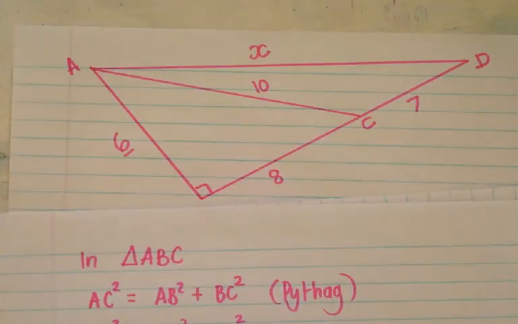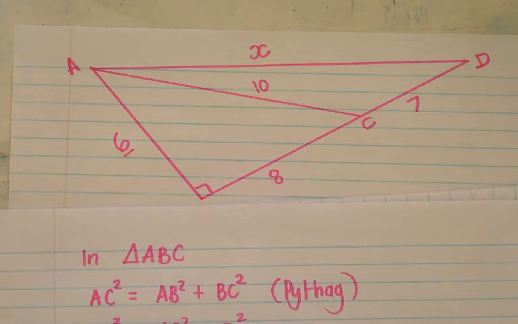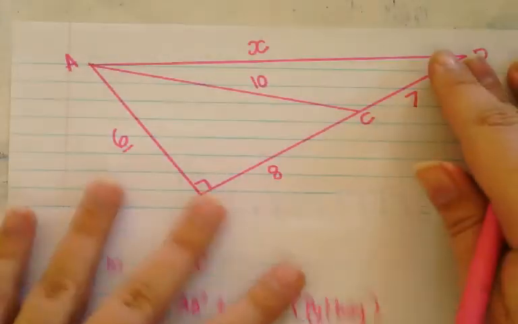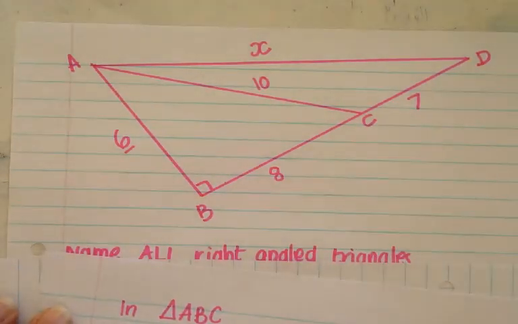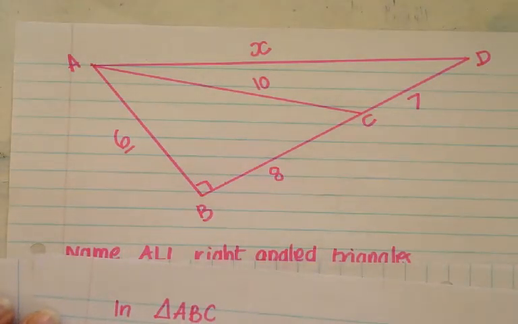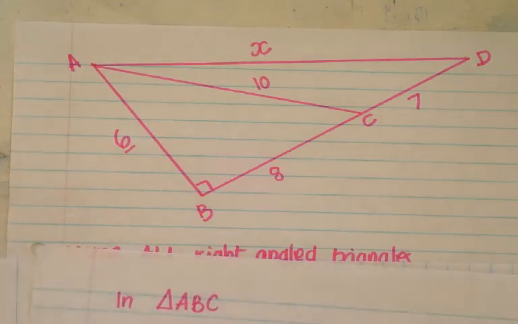Now I can. So in triangle ABD, which side is my hypotenuse? Yes, Lorna. AD, fantastic. And then AB is the short side and BD is the short side. What is the full value of BD? Yes, Dylan. Which is equal to? 15. There we go. So let's do it.